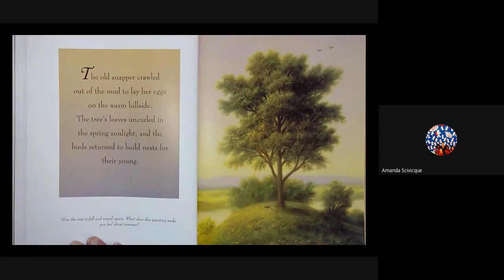Now let's take a close look at the last 4 pages of Skytree. Look closely at the tree. What does it look like at the end of the story? Now listen to the words from the story. You can also follow along in your book. The old snapper crawled out of the mud to lay her eggs on the warm hillside. The tree's leaves uncurled in the spring sunlight, and the birds returned to build nests for their young.